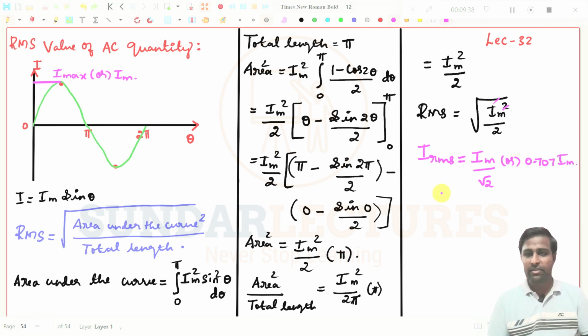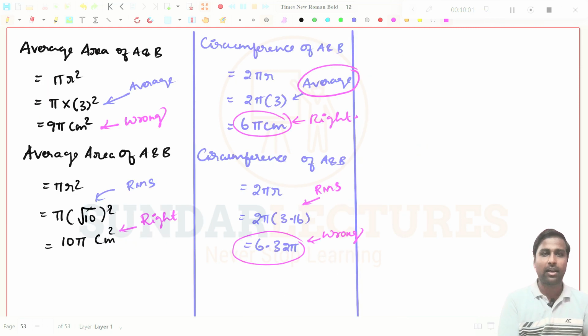See, RMS value will be equal to maximum value divided by root 2. And also you can write it in terms of fractional values. It will be 0.707 Im. So this is the value of RMS value. So now you try to understand a concept. I will write down here.